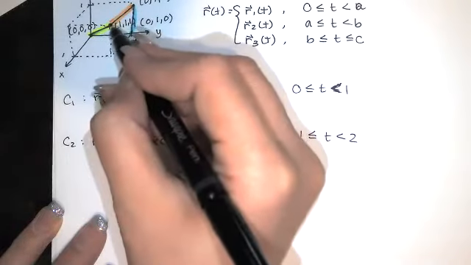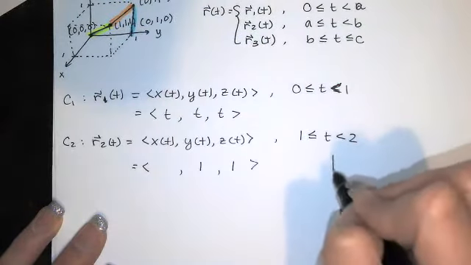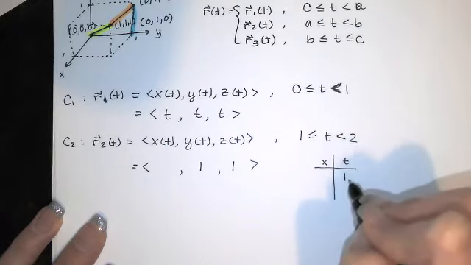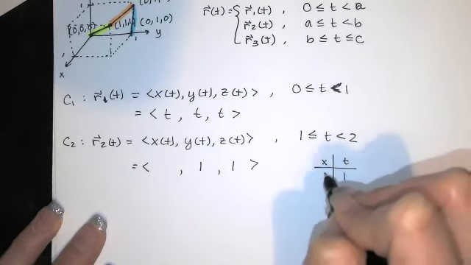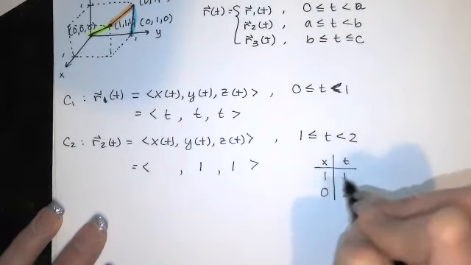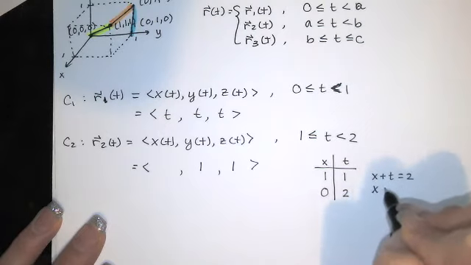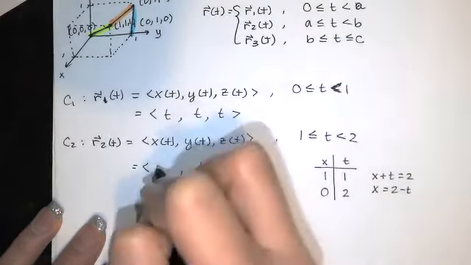And X goes from 1 back to 0. So I'll make my little chart. As T goes from 1 to 2, X goes from 1 to 0. Notice that if I add those together, I get 2 every time. X plus T equals 2. So X must be 2 minus T.